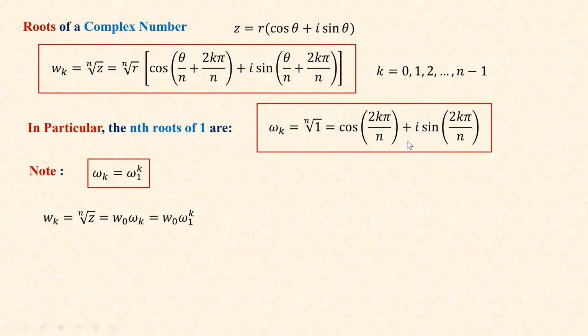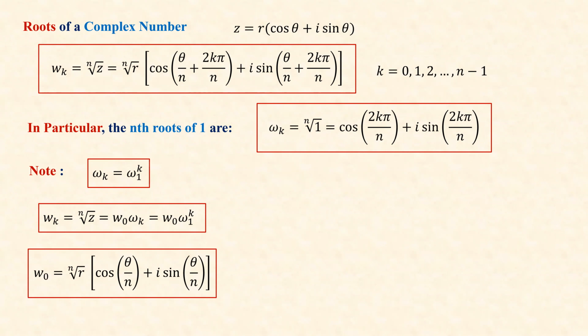So the importance of this is that you can write the nth root of z as the first root of z, and then multiply by omega 1 and omega 1 squared, omega 1 cubed, and so forth until you repeat, right? Until you get all of them.